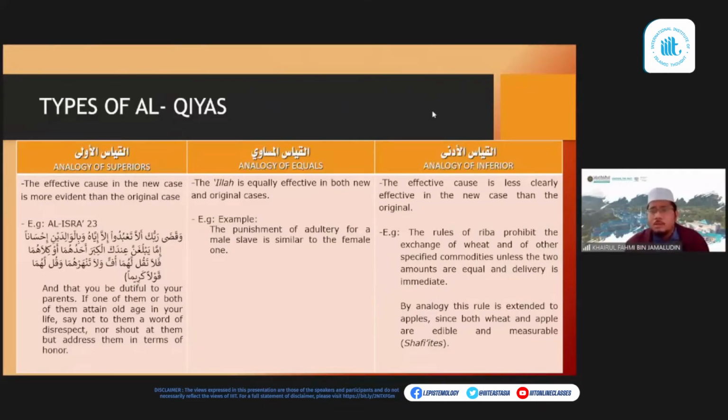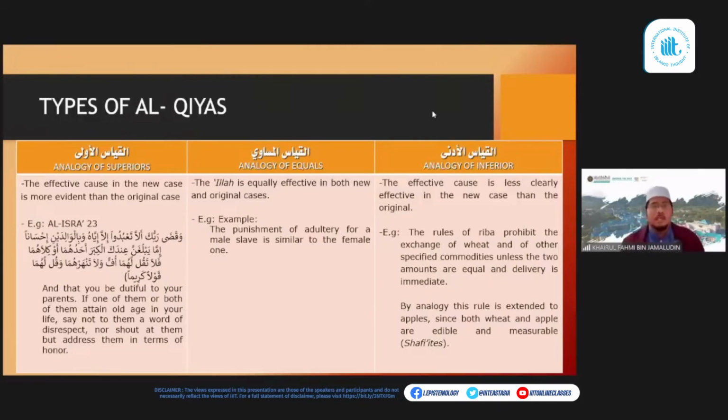Example here: the rules of riba prohibit the exchange of weight and of other specified commodities unless the two amounts are equal and delivery is immediate. So the condition here is that the amounts are equal and delivery is immediate. By analogy, this rule is extended to apple since both wheat and apple are edible and measurable. So this is still qiyas, but it's qiyas al-adna, and this is according to the Shafi'is.